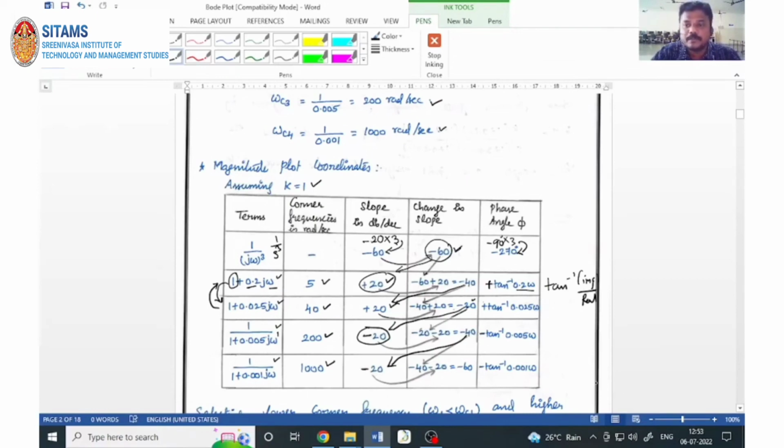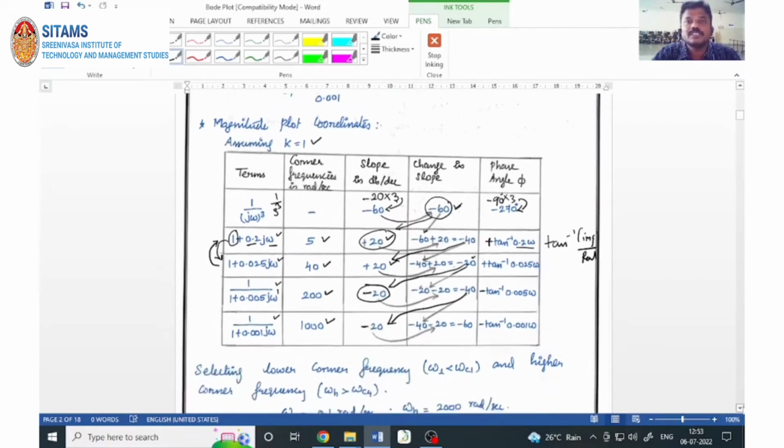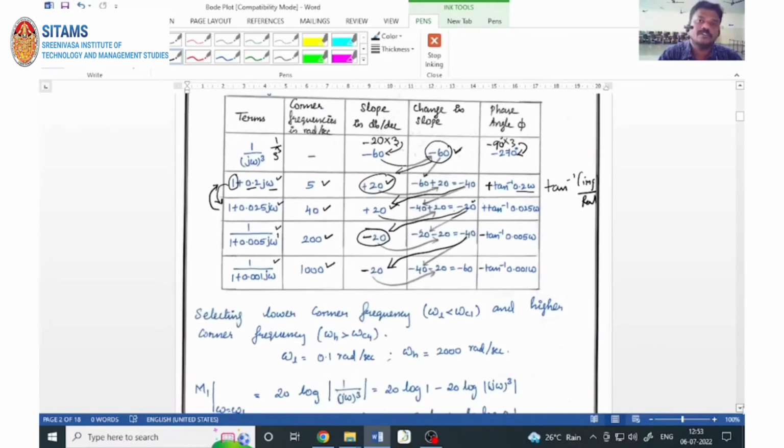After finishing the table, the next step is to set the lower and upper corner frequency. If you take 5 as the minimum, the first corner frequency, and the last corner frequency is 1000, I have to choose one frequency less than 5. It is preferable to choose omega L equal to 0.1 radian per second. My highest corner frequency is 1000, so I have to choose one frequency greater than 1000. It may be 1500, 2000, 3000, or 5000. In my case, I have chosen 2000. It is not mandatory that you choose 2000; you can choose any frequency.